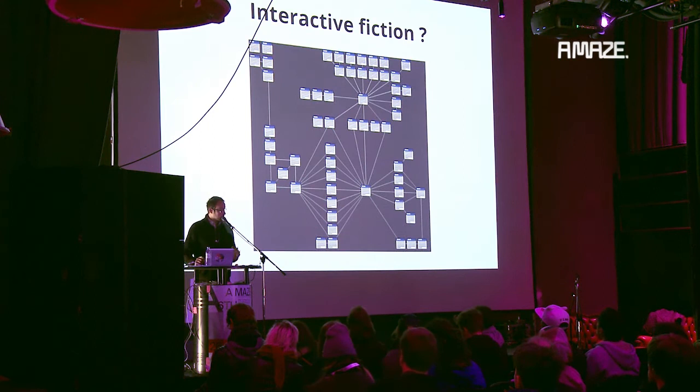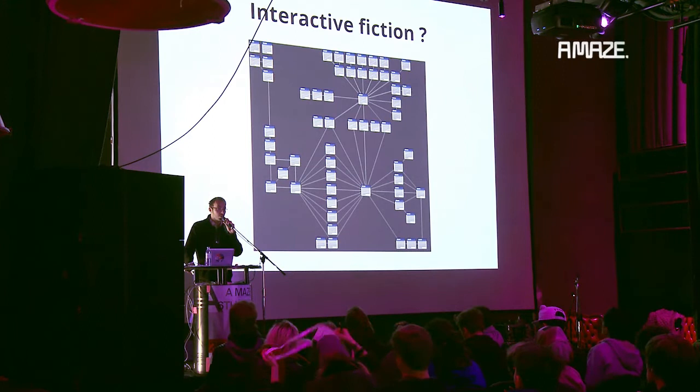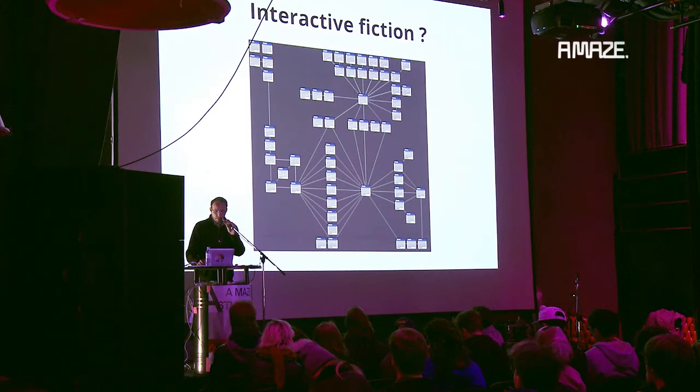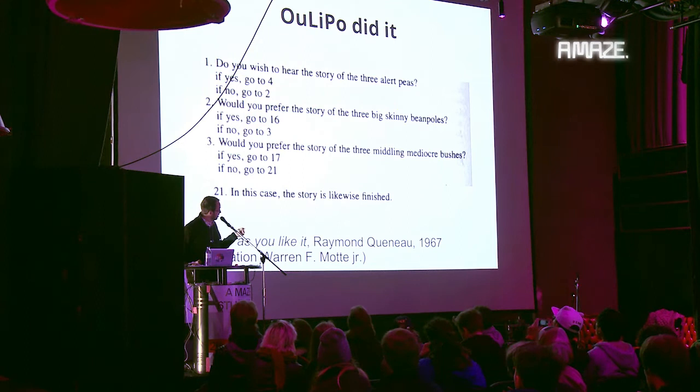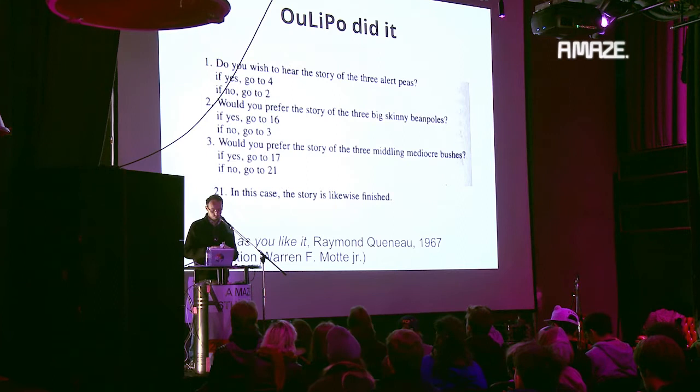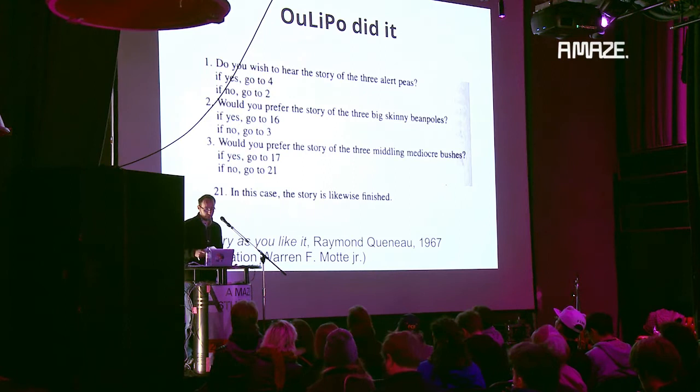So, interactive fiction. As you probably know, the first interactive fiction is Colossal Cave Adventure in 1975. And well, it's not. The first interactive fiction is probably Story As You Like It by Raymond Queneau, written in 1967. So here's a short example. You also have the full text in the back of your booklet. So this is a short version.